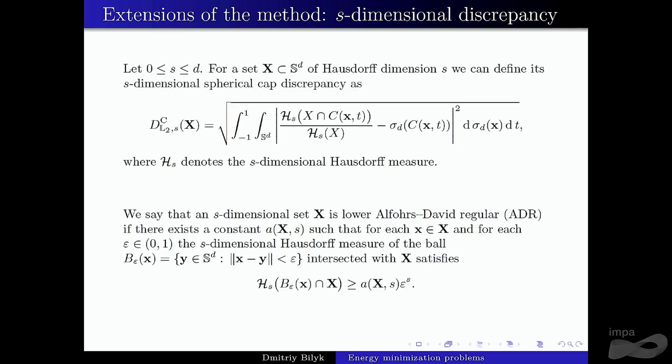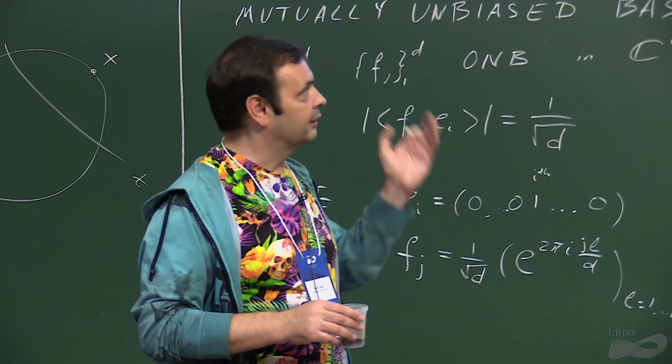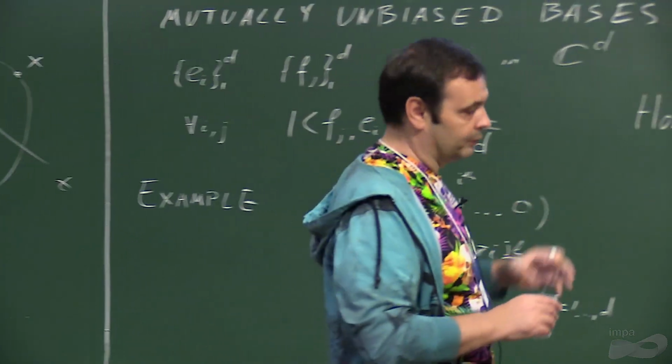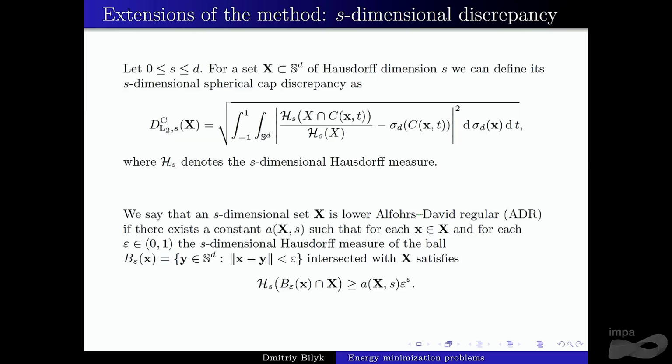By the way, just a little funny story. Very often in the geometric measure theory community, you will see this abbreviation ADR, which stands for Ahlfors-David regular. Guy David actually hates this. He says that it should be called Ahlfors regular, but everybody still keeps calling it Ahlfors-David regular.